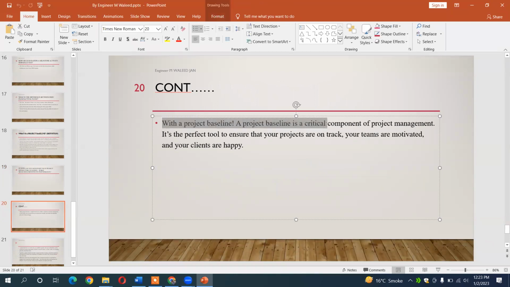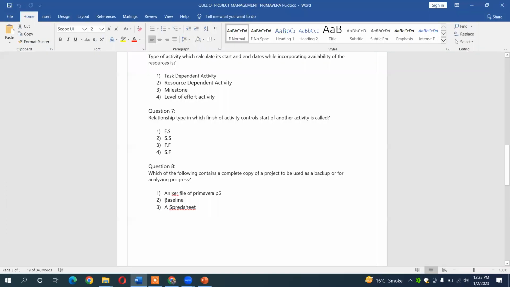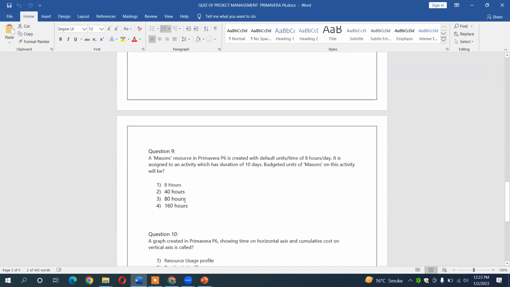Because it is a critical component of project management. Why is it a critical component? Because the baseline is actually the first meeting where you establish your project and discuss your expectations, timelines, and different deliverables. So it also tells you to ensure the track of the project, and it tells you whether your project is on track or not. What is the other one?